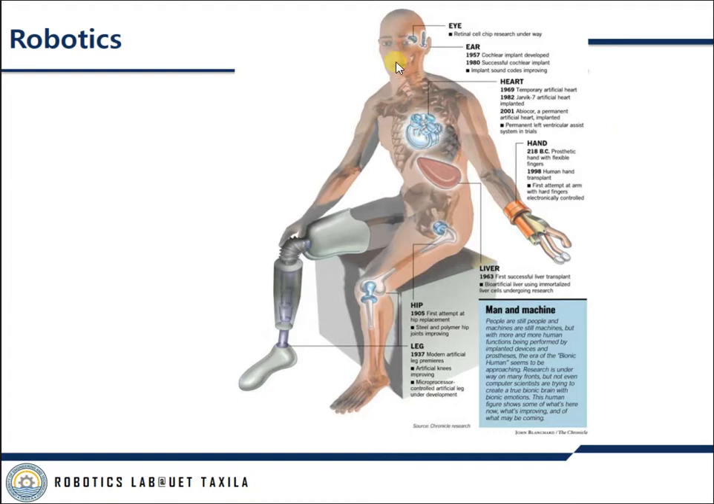So if a person has lost his hearing, that can be restored using bionics and robotics. Again, if someone is having a problem with his heart, it can be replaced with a robotic heart, and similar is the case with the liver, knee, hip joint, and palms. These are really amazing things which are being achieved in robotics.